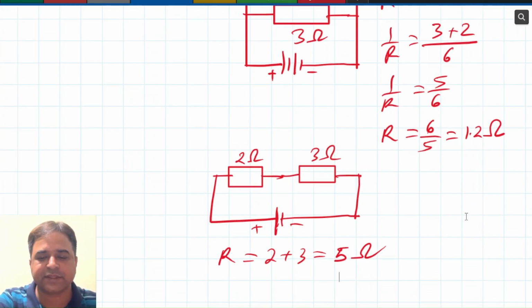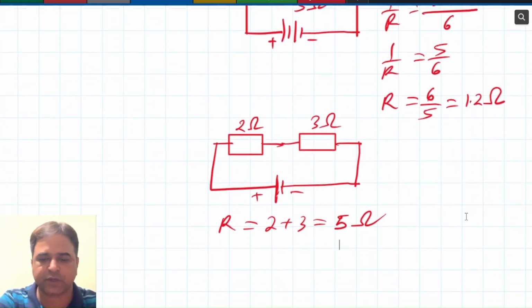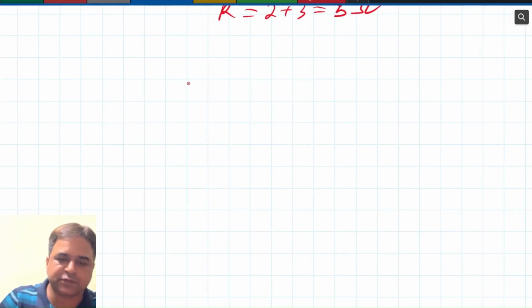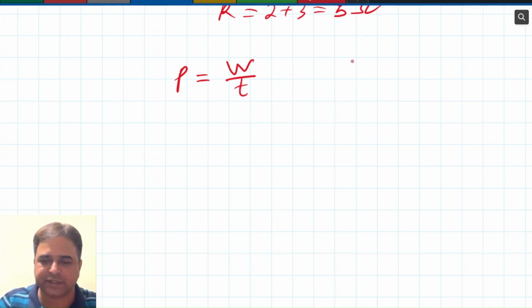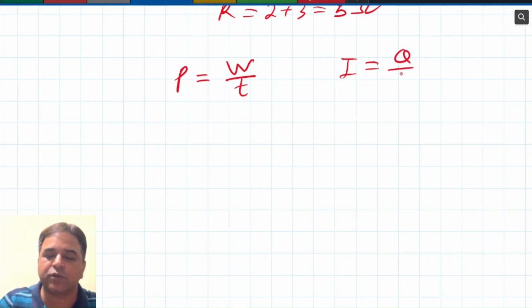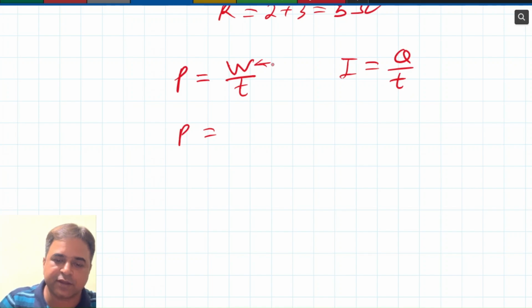Now, children, after this, we will be doing power. What do you mean by power? Power is the rate of doing work, which means work upon time. When we started, we discussed electrical quantities, wherein I is equal to Q upon T, charge upon time. And here, for power, we have taken W upon T. Here W is work.